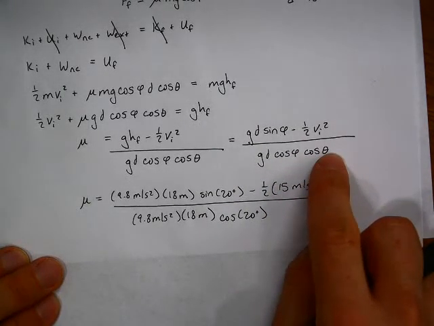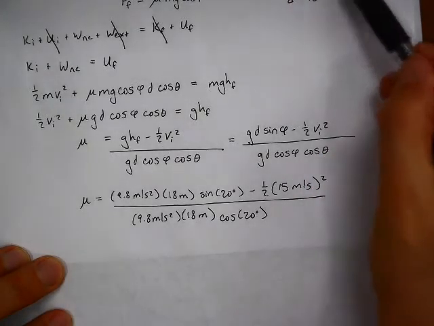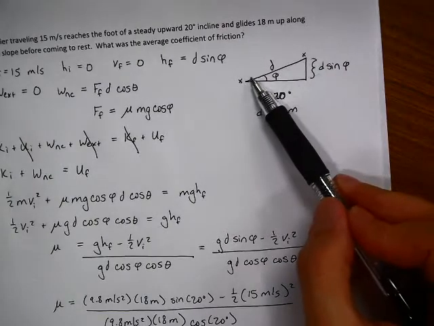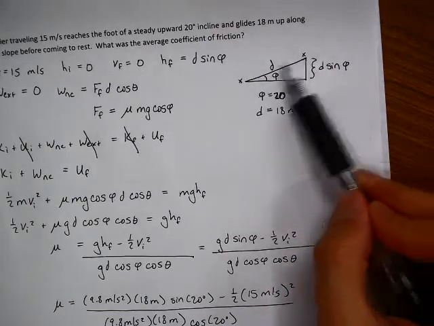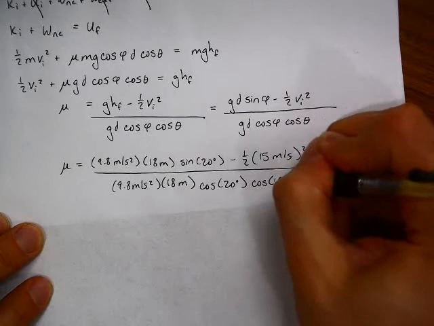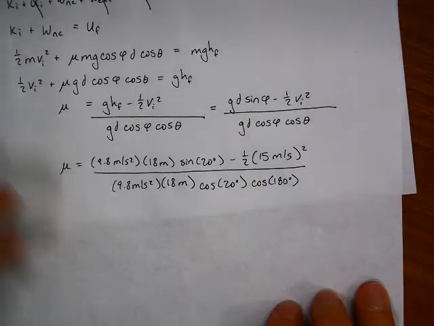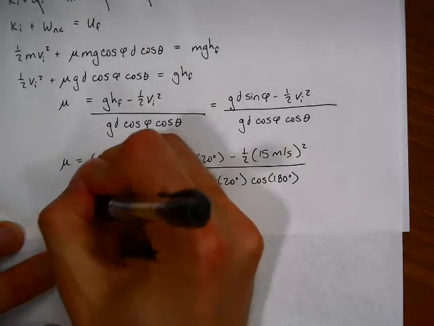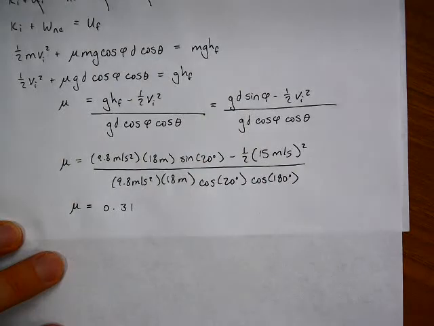That angle is the angle between the force of friction and the displacement. The angle would be 180 degrees because the displacement is uphill and the friction opposes pointing downhill. I'm pointing at something you can't see. The displacement is uphill and the friction points downhill. Okay, so that's cosine of 180 degrees, which many of you will know comes out to -1. Plug this into your calculator and you should get mu equals 0.31.